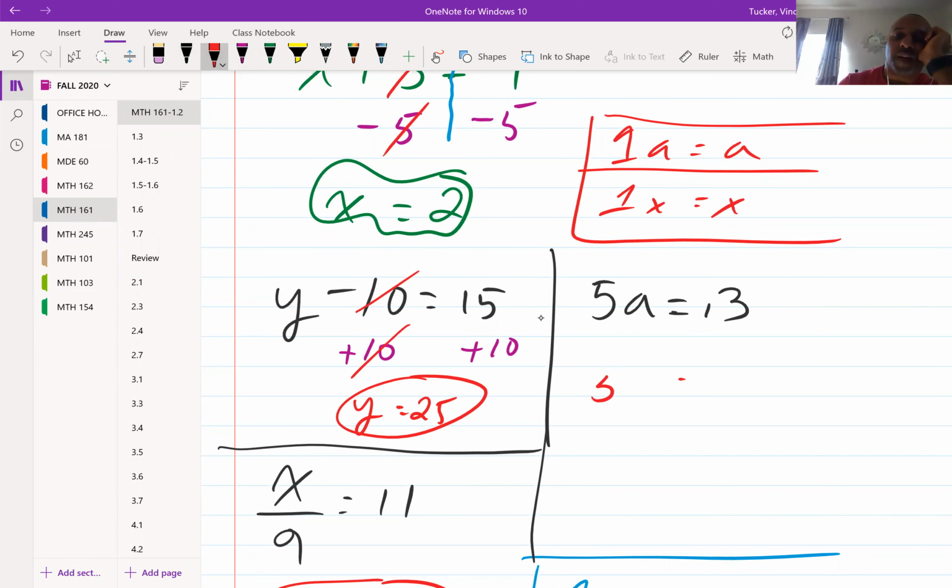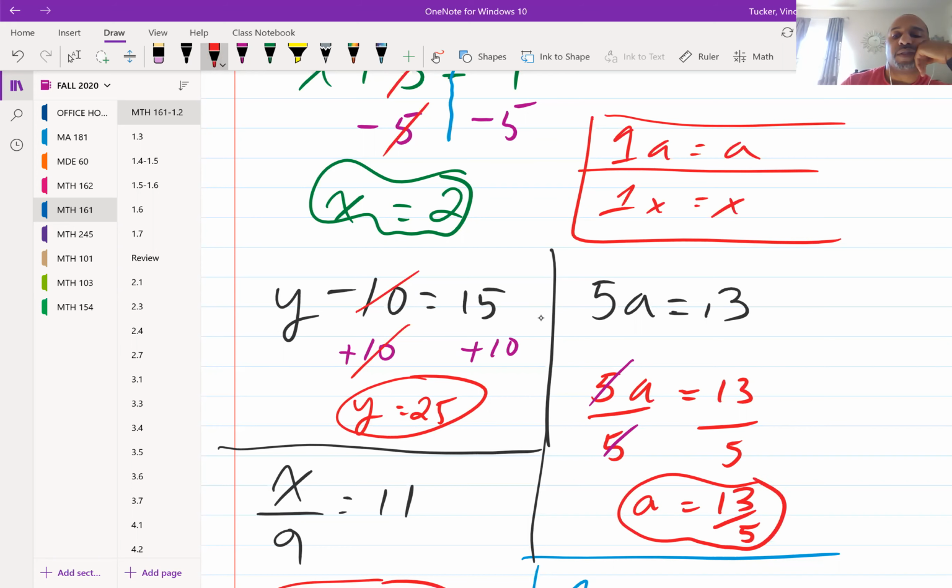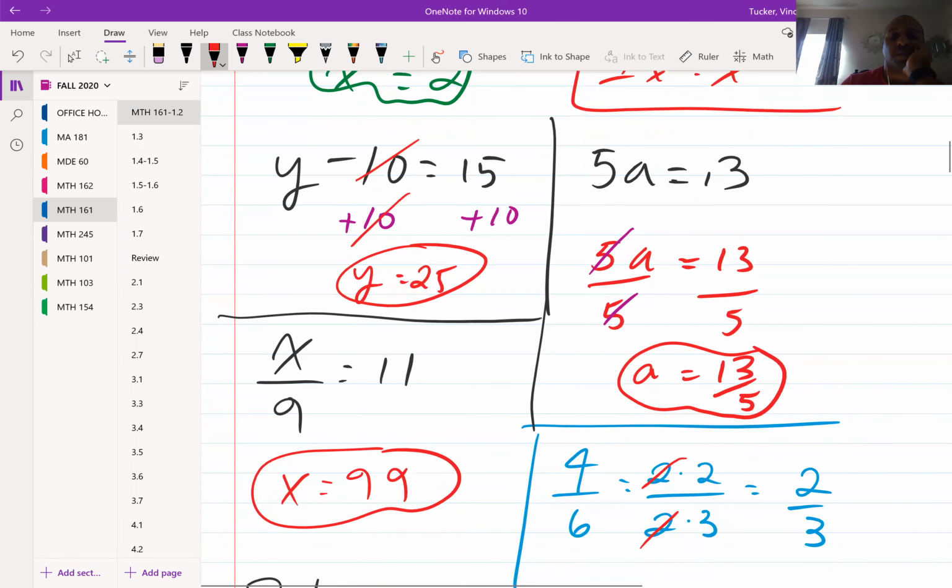The next one, 5a equal to 13. So 5a, that's 5 times a. So in order to do the opposite operation, we use division. So 5 divided by 5 is 1. In other words, they cancel for us. And then 13 over 5 would be on the right. So notice that we left it as 13 over 5. It is okay to leave it in a fractional form. We don't have to necessarily convert it to a decimal or a mixed number unless specifically asked.